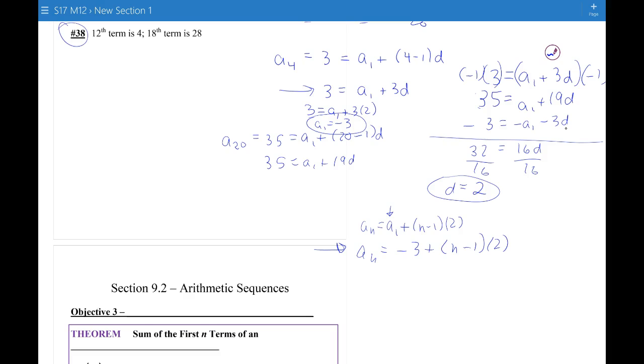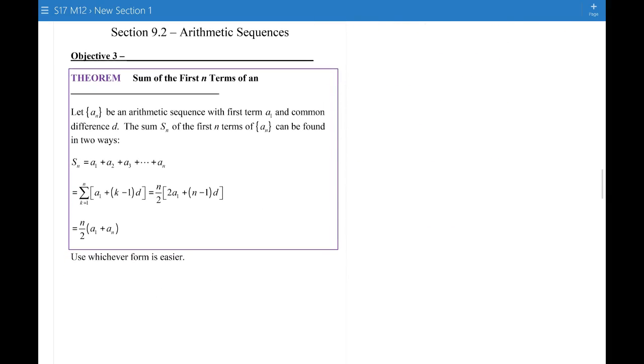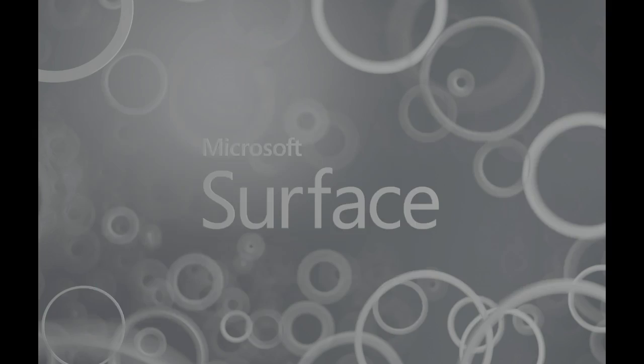So we'll do number 38 in class. And I'm going to make a second movie with this sum of the terms.